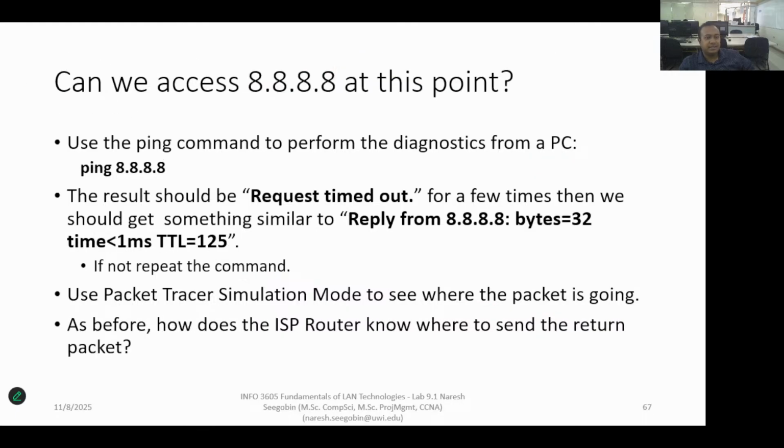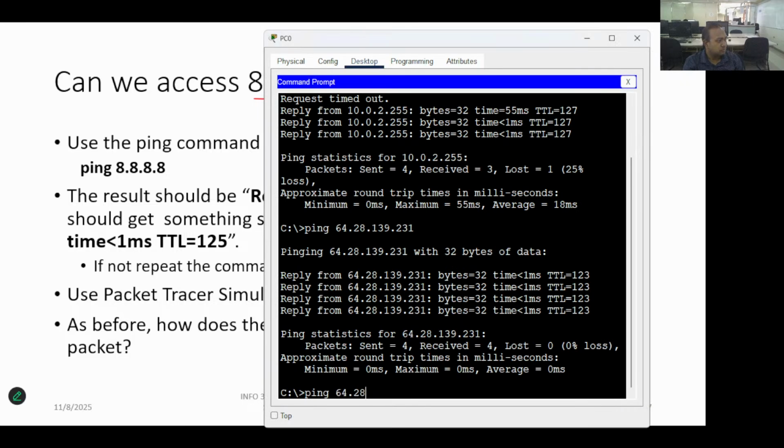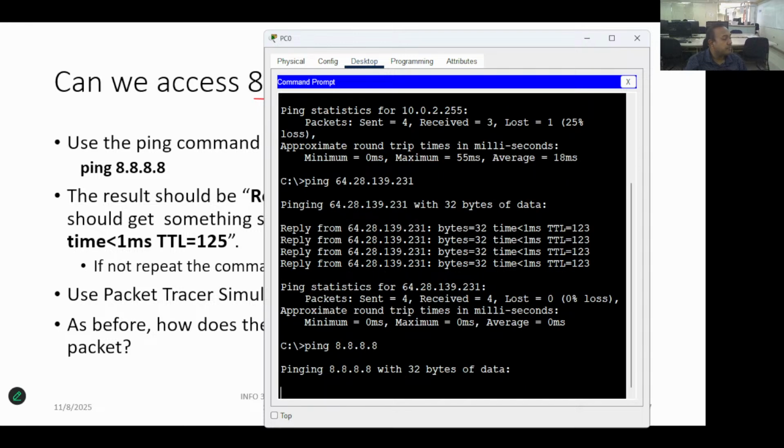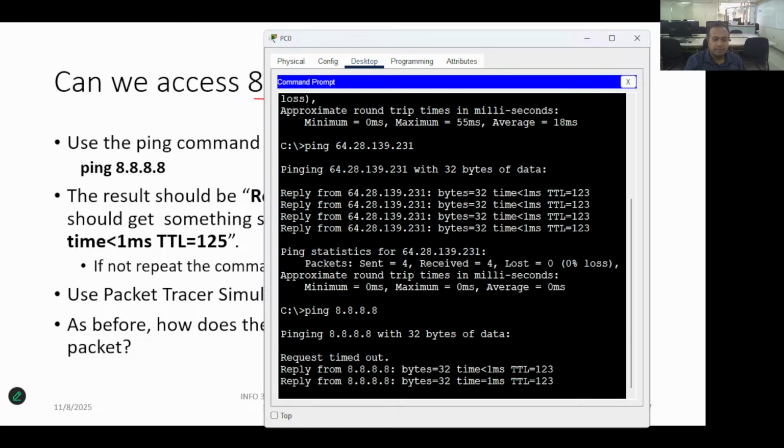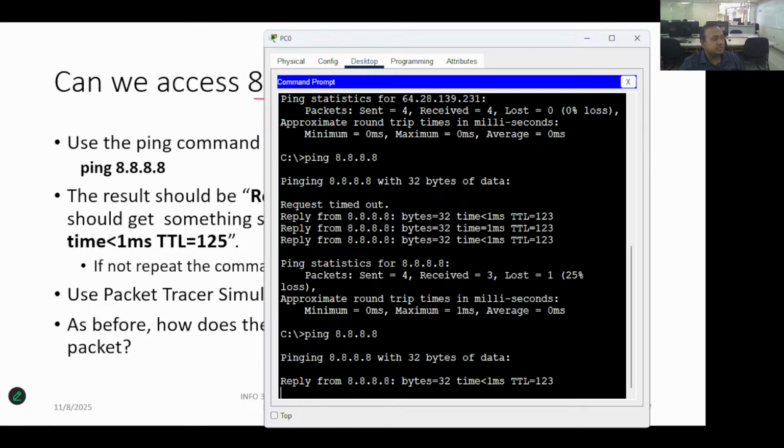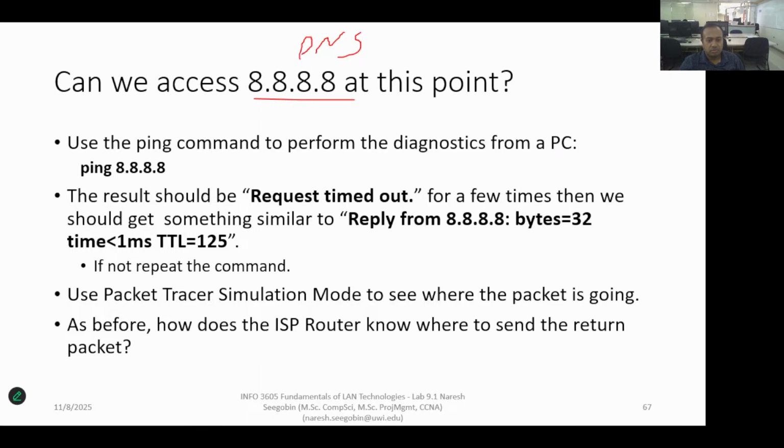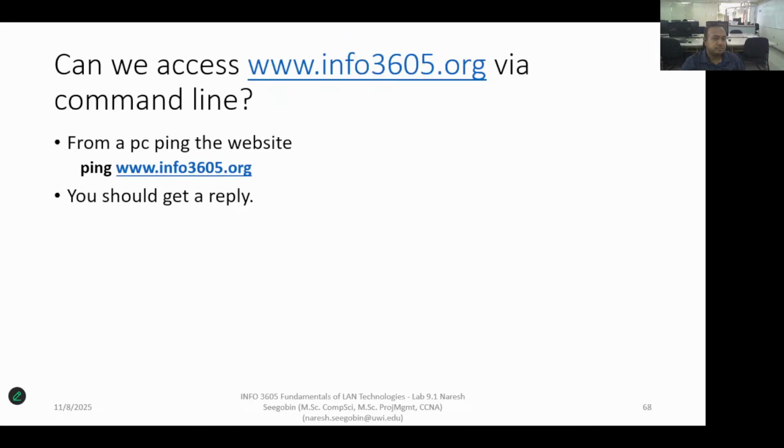Can we access 8.8.8.8 at this point? That's our good old DNS. Some time out, and now it's working again. Check it again, it's good. So we're done here, and yes, we're good. DNS is working. We can get to the web server via IP, then we can hit the name. Of course, DNS must have this entry.